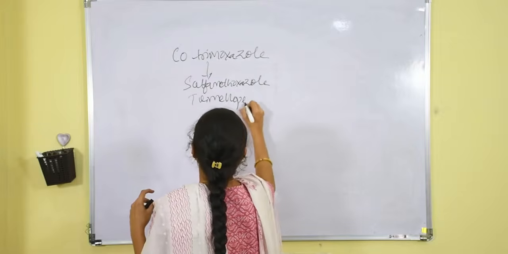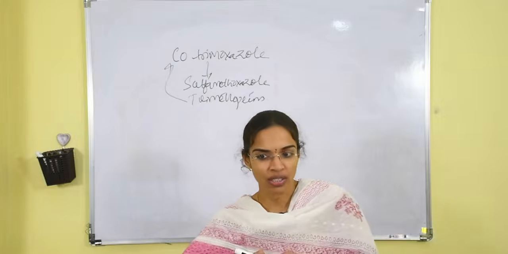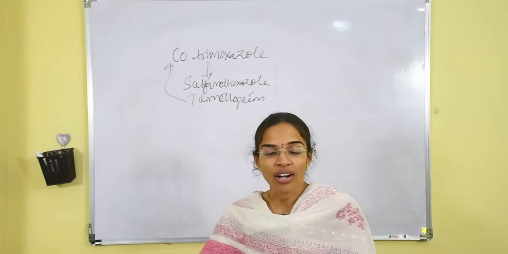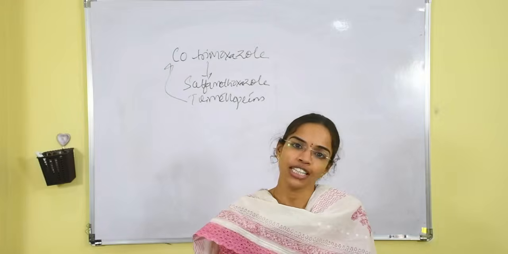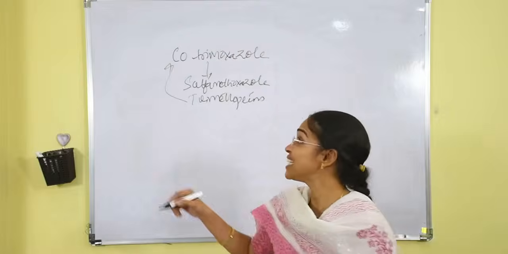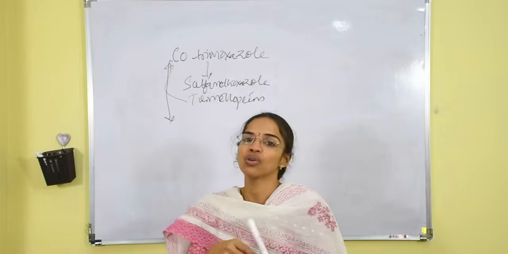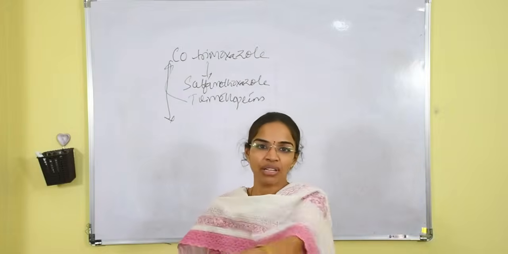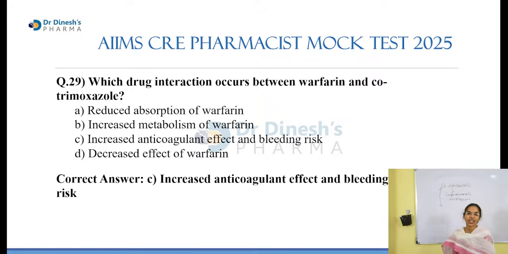Sulfamethoxazole with trimethoprim is the combination named cotrimoxazole. It is contraindicated to be administered with warfarin. No one will give you the direct question; the question is usually about enzyme inhibition: is it an enzyme inhibitor or inducer? Cotrimoxazole is an enzyme inhibitor.